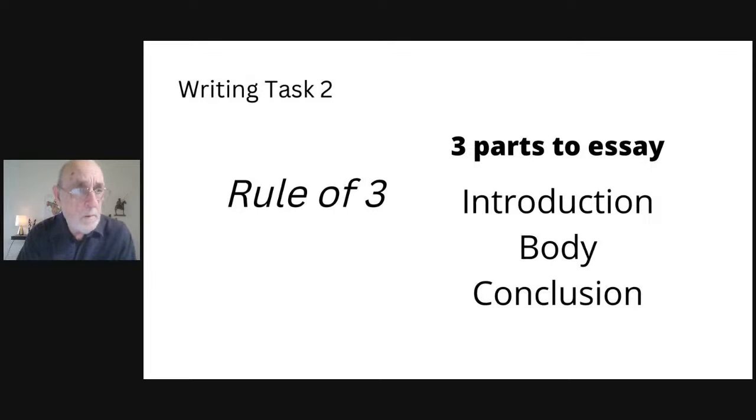Okay, so if you have an essay with one of these parts missing, then you won't get the score you need. It's as simple as that. You need these three things. So every time you write an essay for writing task 2, make sure you have a good introduction and that the body of your essay is appropriate and you have a good conclusion.